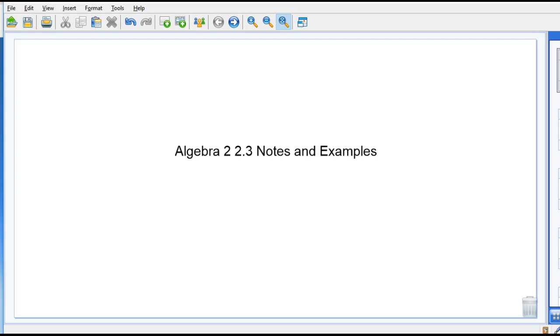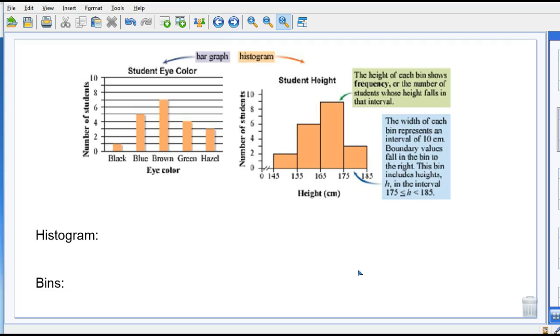Alright, welcome to 2.3. Here are some notes and some examples. So, let's begin here. When we're talking about histograms and percentile ranks, that's really what we're going to be focusing on here. We're going to be focusing on histograms and things called bins.